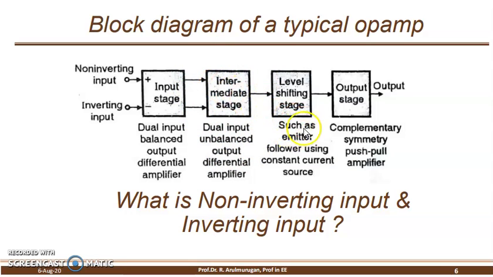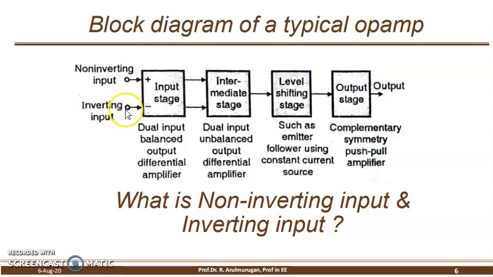The next one is the level shifter, shifting the levels. The emitter follower is used to control the constant current sources, so you get constant current sources. Then the output stage uses a push-pull amplifier. In the next unit you will learn about the push-pull amplifier. Simply put, the efficiency of the push-pull amplifier is high.